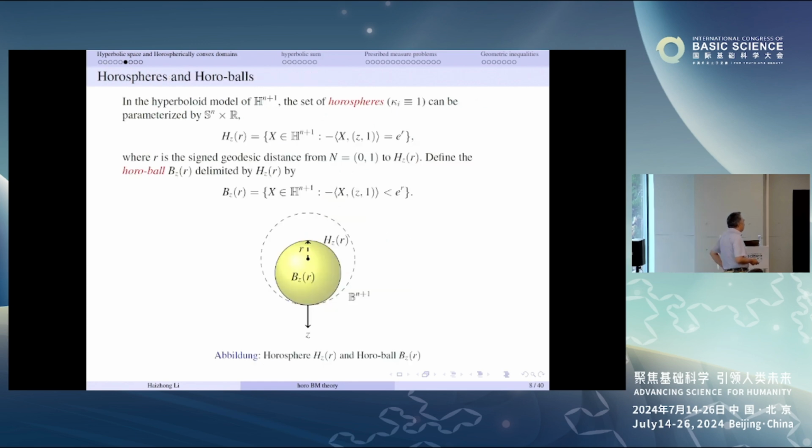For the hyperboloid model, the notion of horosphere is very important in our geometry. A horosphere is one of the totally umbilic hypersurfaces in hyperbolic space.